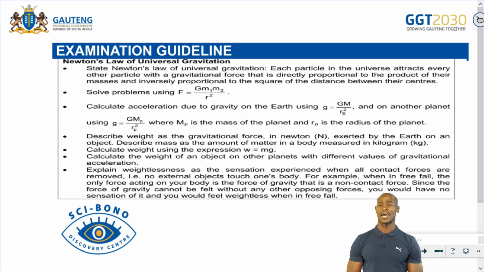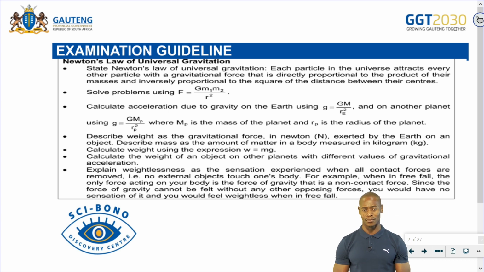Then describe weight as the gravitational force exerted by the Earth on an object, or gravitational force exerted by Earth on objects on or near its surface, and it is measured in newtons. So weight is a force, all right? And then describe mass as the amount of matter in a body, which is measured in what? In kilograms. So you will get questions where they will say differentiate between mass and weight.